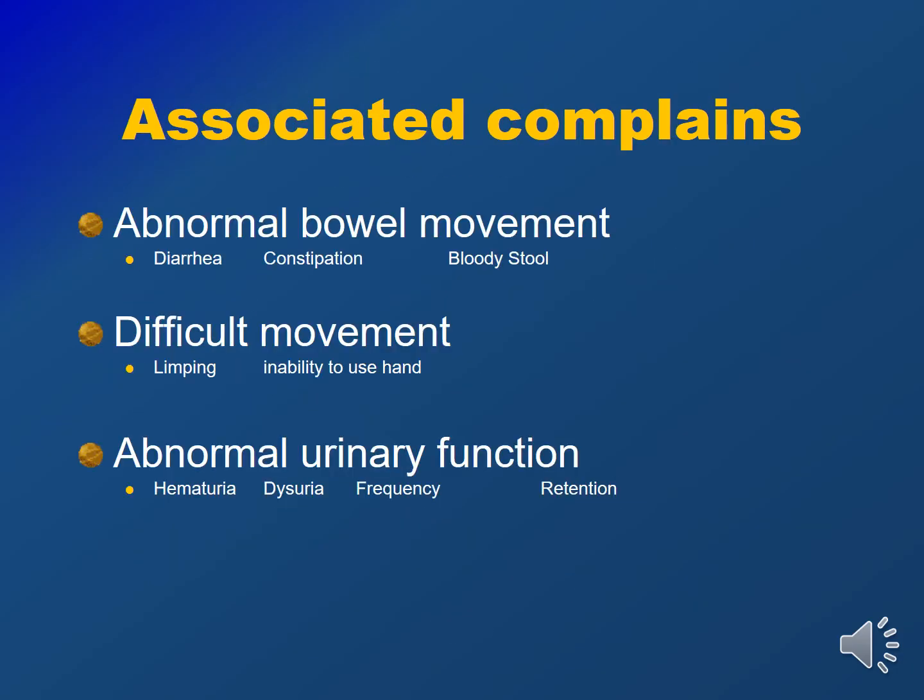Associated complaints. Some swellings are associated with abnormal bowel movement, like diarrhea, constipation, or blood in stools. Some are associated with difficulty in movement, causing limping in a big swelling of a lower limb, or inability to use the hand in a big swelling in the elbow or forearm. Also abnormal urinary function, sometimes because part of the bladder is present in a huge inguinal hernia, causing hematuria, dysuria, frequency or retention. A lot of examples of associated complaints could be told in this area.